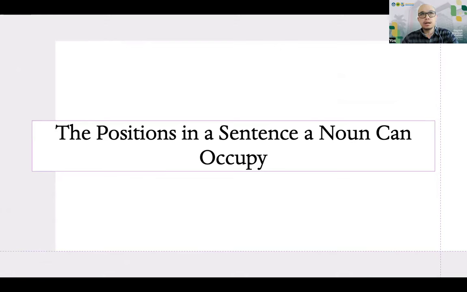But as we can see, different from the verbs that describe activity, a noun can occupy several positions in the sentence depending on their use in the sentence. So, what are those positions in the sentence that a noun can occupy? Let's see.